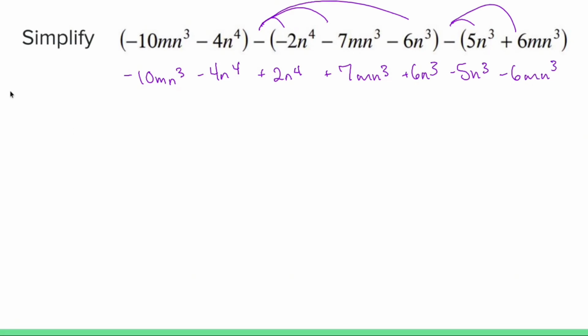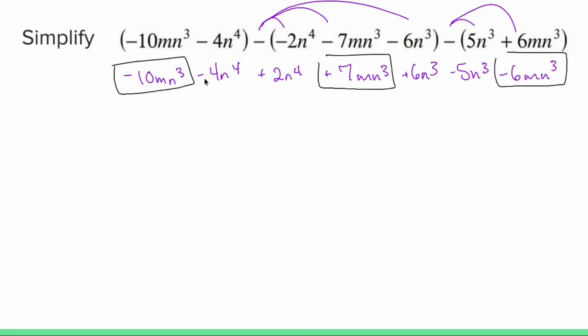All right. In no particular order, let's just start out with the mn to the thirds. So there's a negative 10mn to the third, a positive 7mn to the third, and a negative 6mn to the third. When you have like terms, add up the coefficients, but keep the variables the way they are. Negative 10 plus 7 is negative 3. Negative 3 minus 6 is negative 9. So negative 9mn to the third.